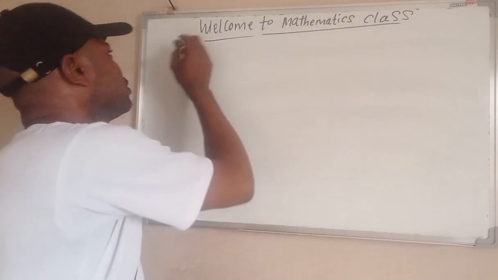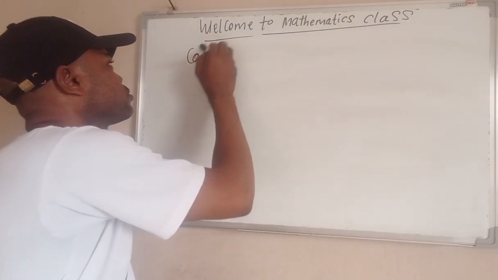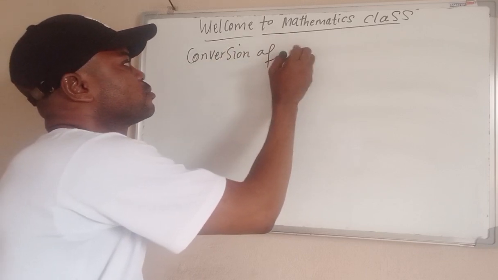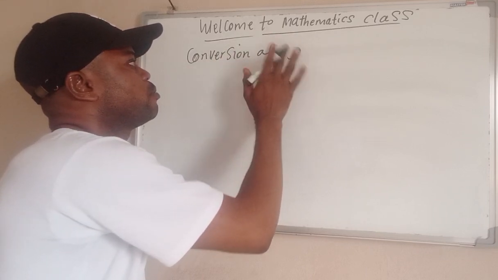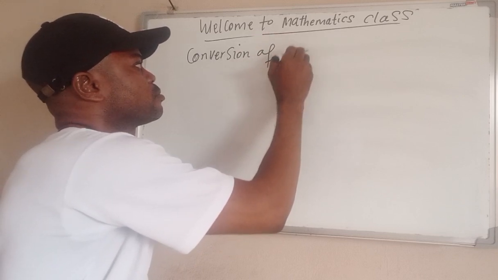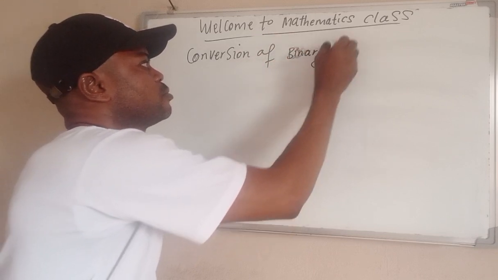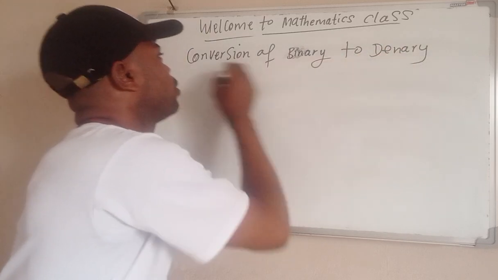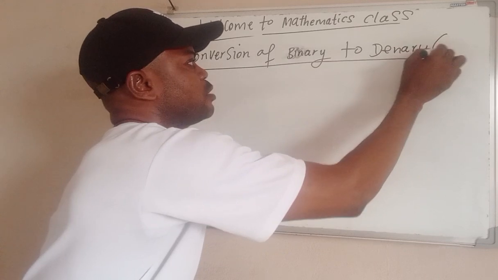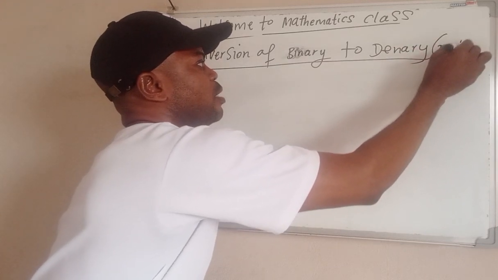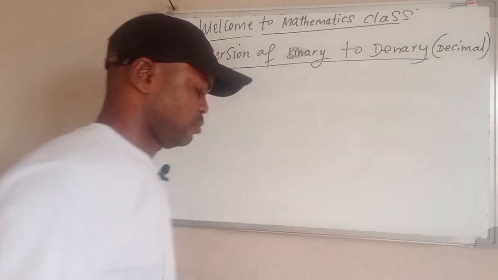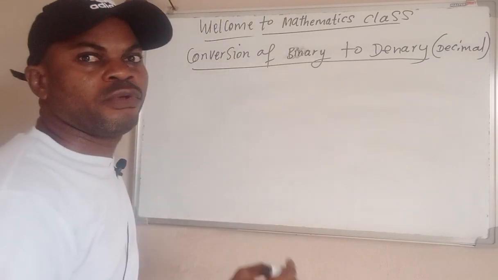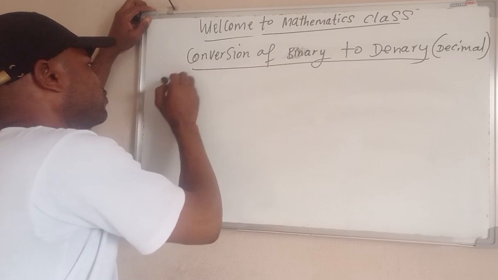So quickly, let's consider conversion of binary to denary, or decimal. In brackets, you can write decimal. That's another name for base 10. So let's consider example 1.